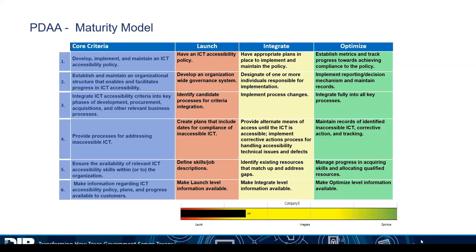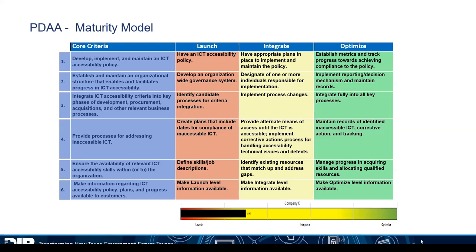All right, so a little bit more detail in the maturity model. We have the core criteria in the first column there, and then we have three areas of maturity: the launch phase, the integrate phase, and the optimize phase. And if you look across the bottom of the slide, you can see a bar chart, and I'll talk about that in just a second. That gets populated through a questionnaire that is also part of this maturity model.